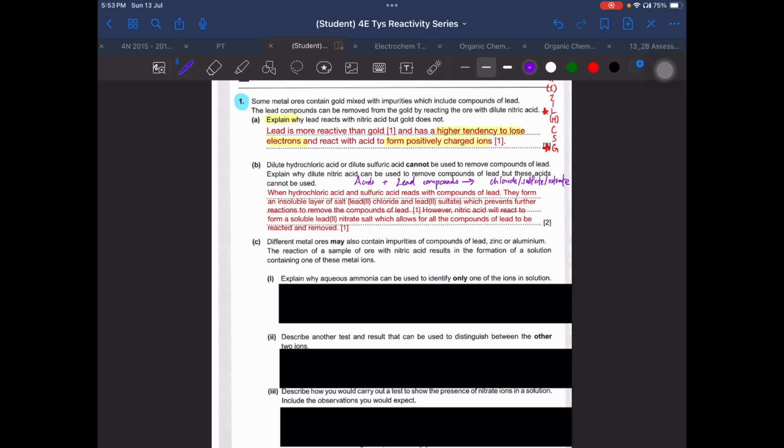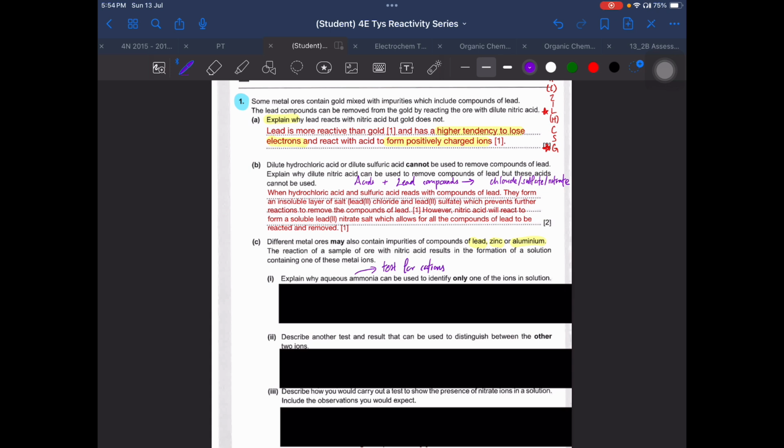See part 1. Different metal ores may contain impurities. And then the question went on to ask why aqueous ammonia is only able to identify one of the ions in the solution. So in this question, they mentioned 3 different types of ions: lead, zinc, and aluminum. As a student, what you need to do over here is to recall how aqueous ammonia can be used as a test for ions.